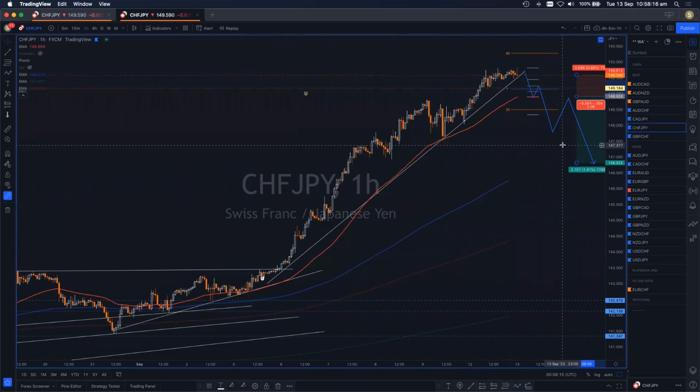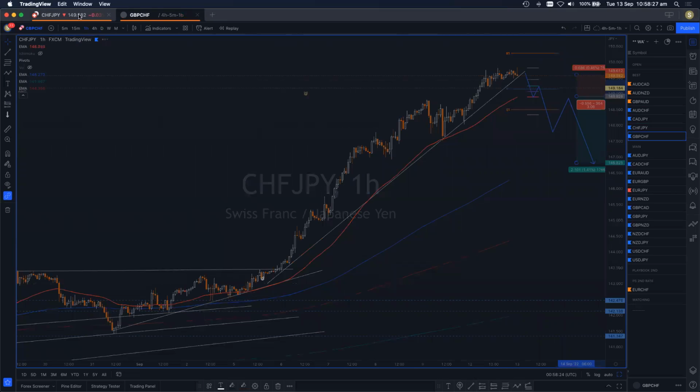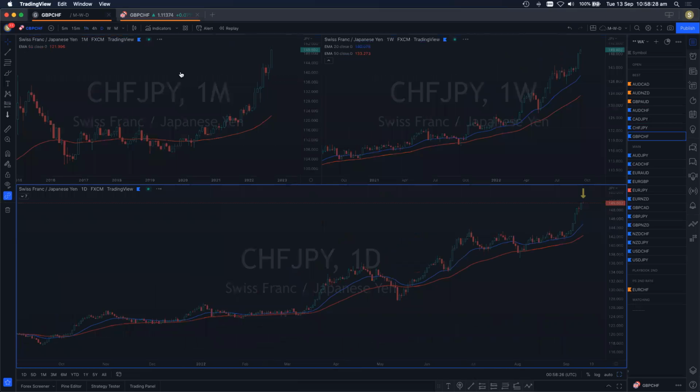The big disadvantage, of course, is it's such a strong bull run. When it breaks, it's going to break fast. So we have to wait and see whether we get an entry or not. Good. Next one, pound Swiss. The last one we look at.